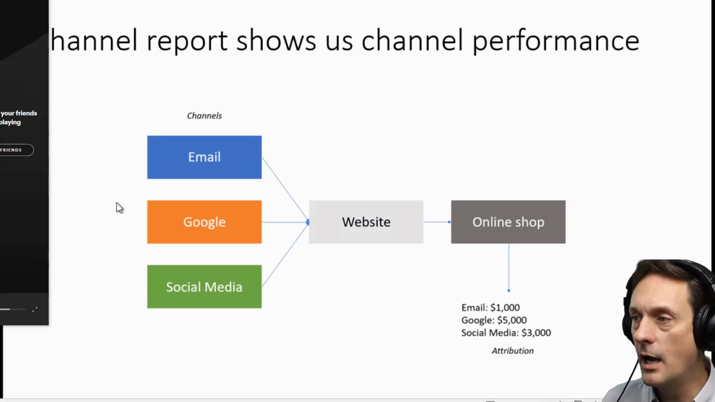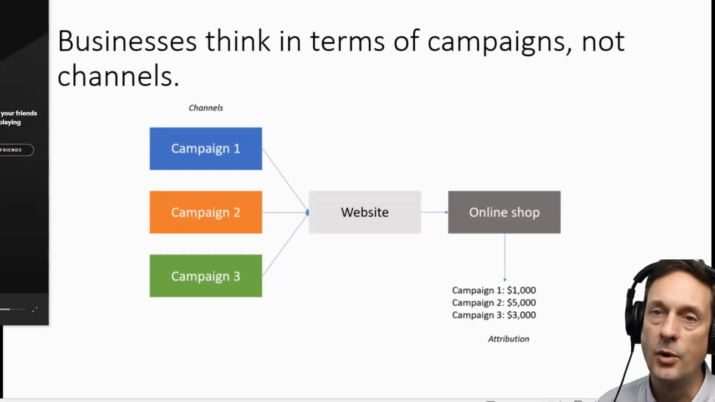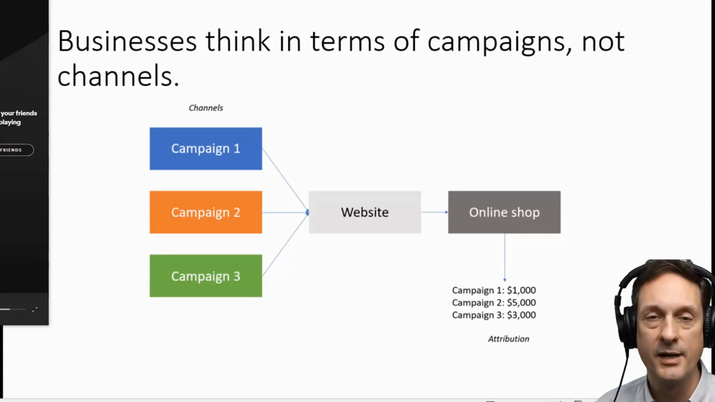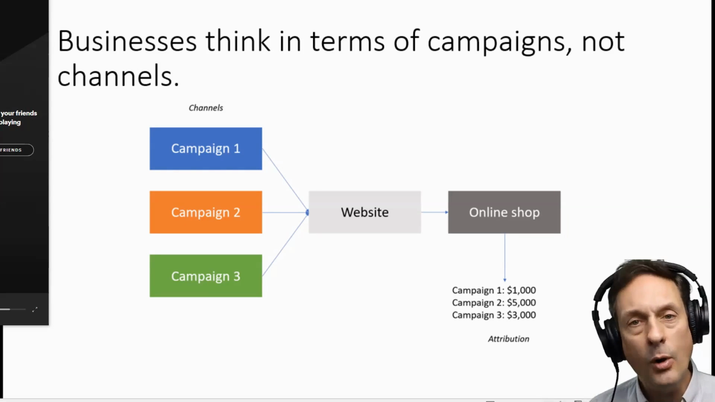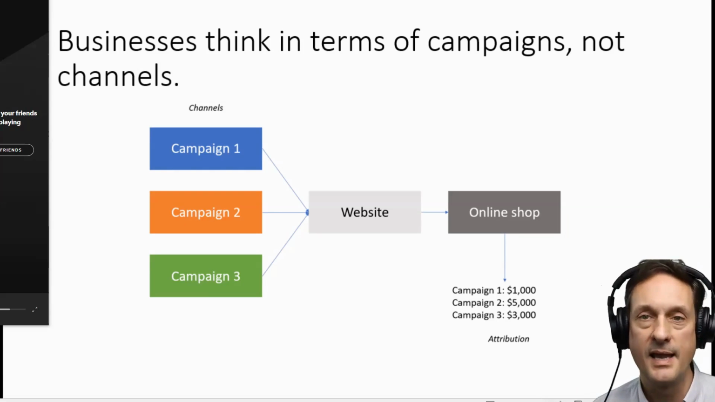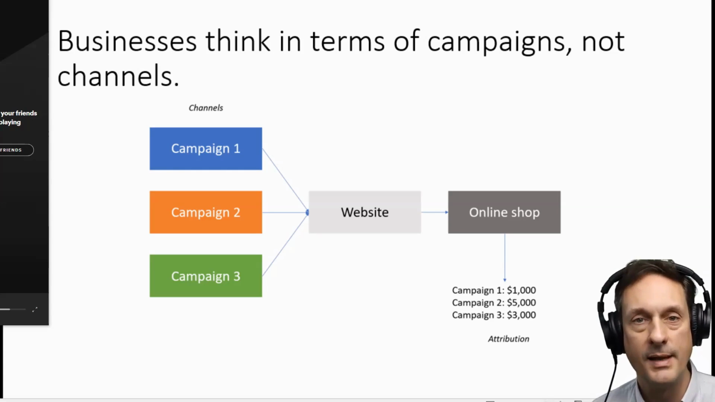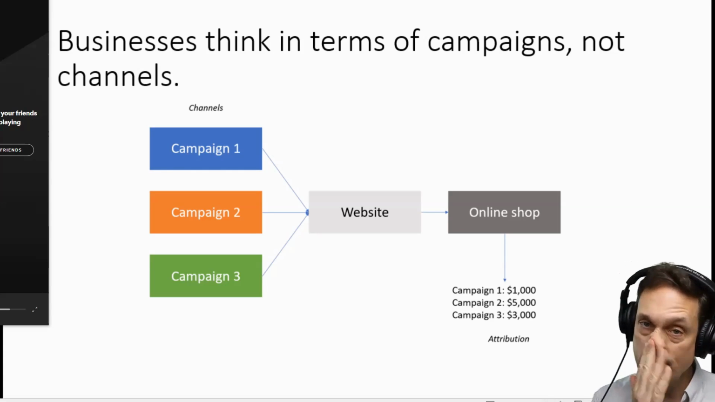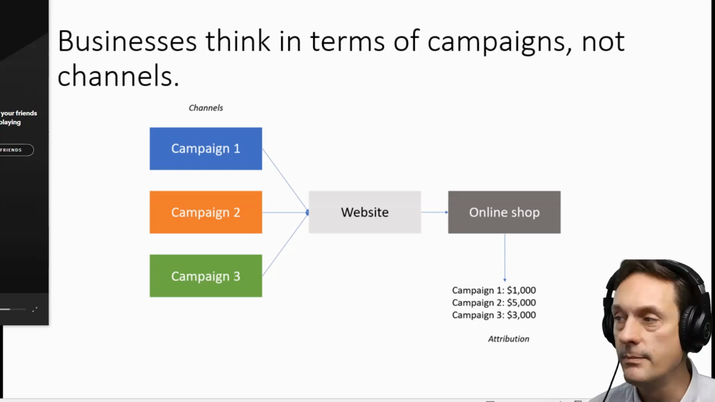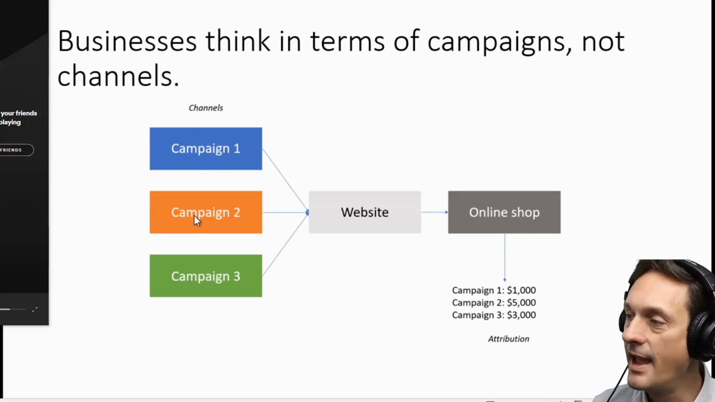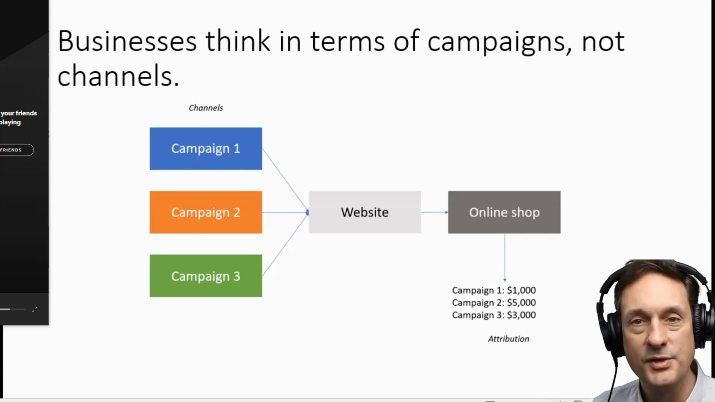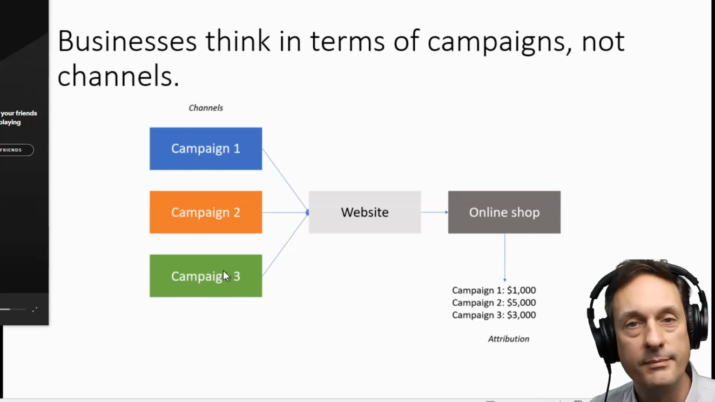And so businesses, though, do not think in terms of channels. Business people don't want to hear about Google and email and social media. They want to hear about what they care about. And normally what business people care about is a campaign, some sort of promotional level. So for example, McDonald's at any given time may be running three different promotions. They may have a Samurai Burger, campaign 1. They may have Seaweed Shaker Fries, number 2. And they may have the Durian McFlurry, number 3.